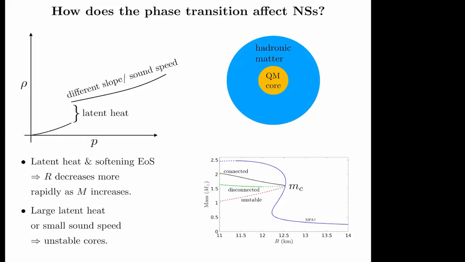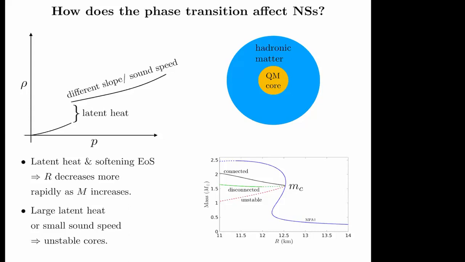That jump will be a latent heat. You also see in this sort of cartoon plot that the slope of rho in the rho-p plane is different in the quark matter phase. So what the phase transition results in is a latent heat as well as a different speed of sound. The speed of sound is related to the derivative of rho with respect to p.